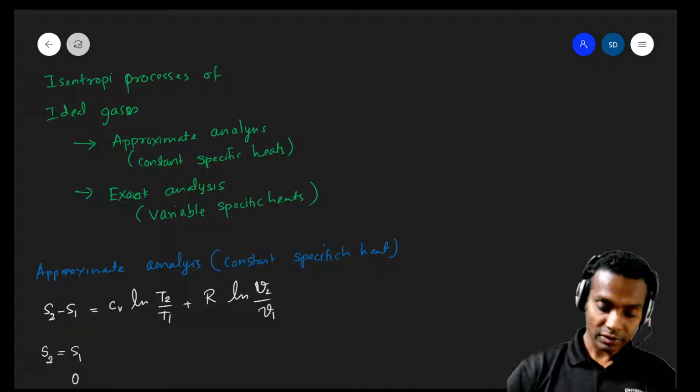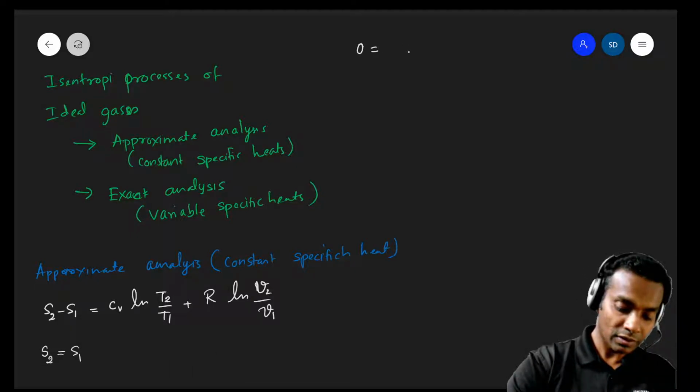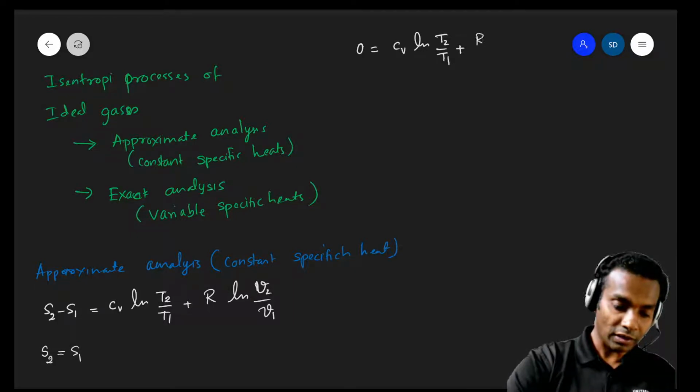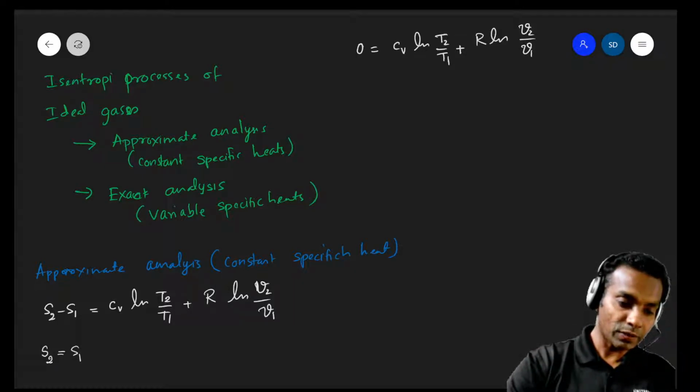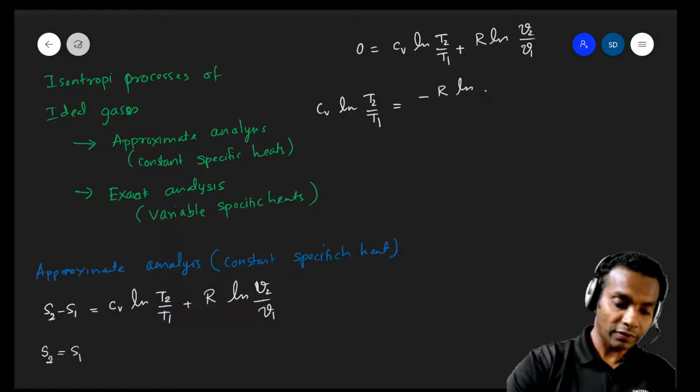You can write it in here. 0 equals Cv natural log of T2 over T1 plus R natural log of V2 over V1. From this, we can obtain that Cv ln T2 over T1 equals minus R natural log of V2 over V1.